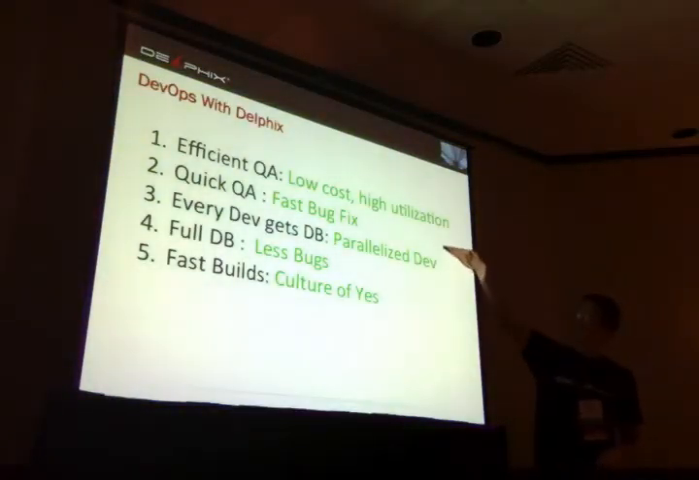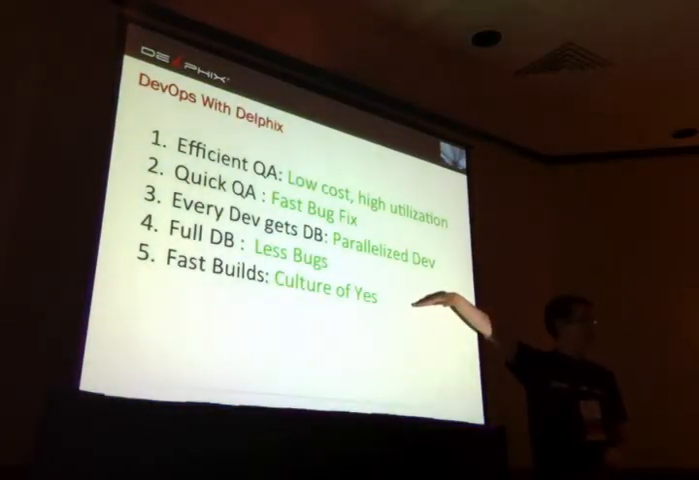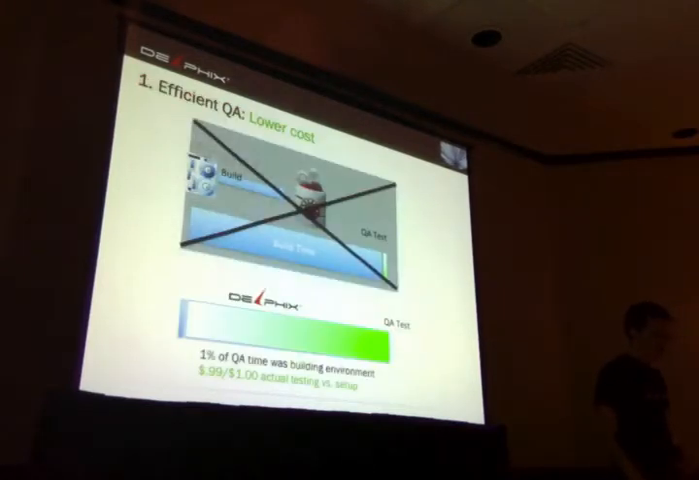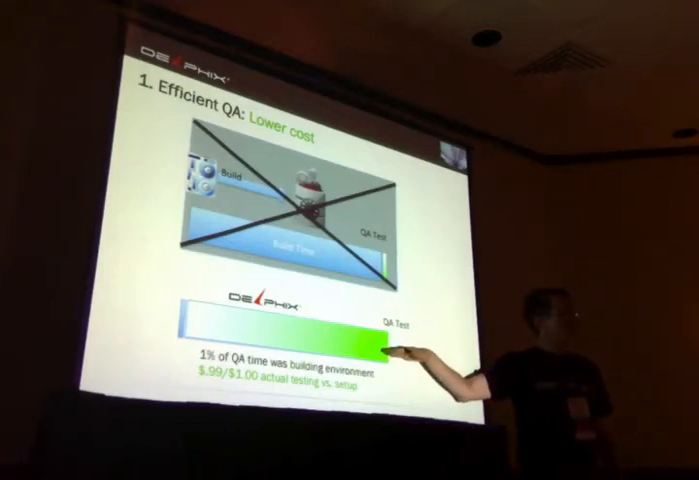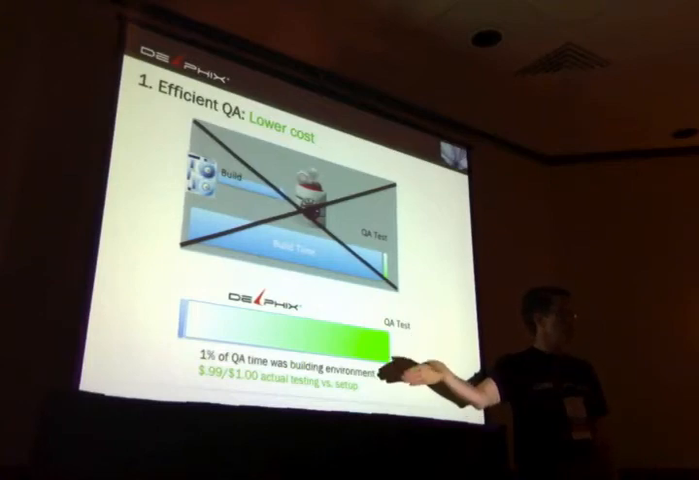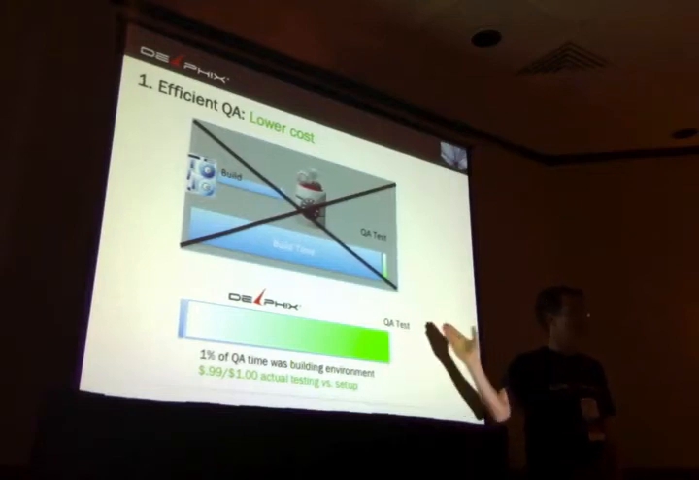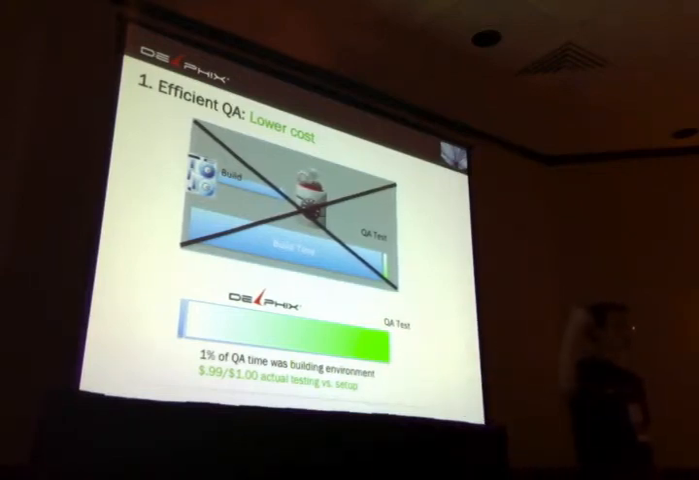So these are what we saw as problems before in the beginning of this talk, and are now solutions. So I'm going to step through each of these 5 quickly. We saw in the beginning where we're spending over 90% of the time building QA environments. Well, now that goes down to less than 1% of the time. So now, instead of spending 4 cents out of a dollar on running QA cycles, I'm spending 99 cents out of a dollar on QA. My efficiencies go way up on QA.